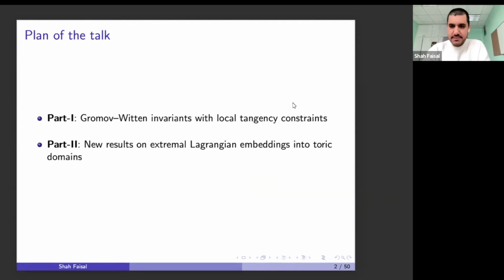So this talk has two parts. First, I will review a variant of a Gromov-Witten invariant that counts holomorphic curves satisfying a geometric constraint, which I call a local tangency constraint. And then I will explain some applications to a special kind of Lagrangian embedding that I call extremal Lagrangian embeddings into toric domains. This is based on my PhD thesis in Berlin.